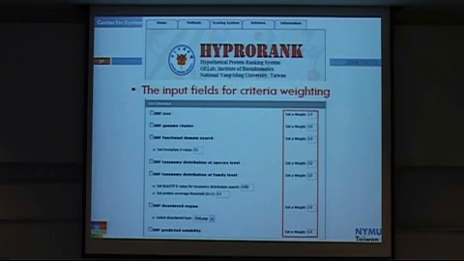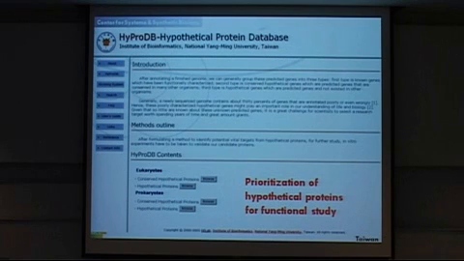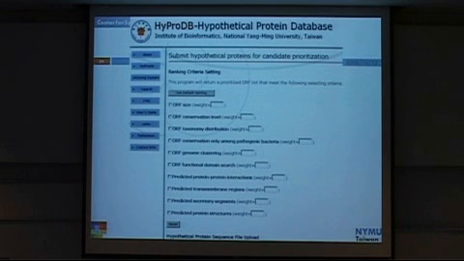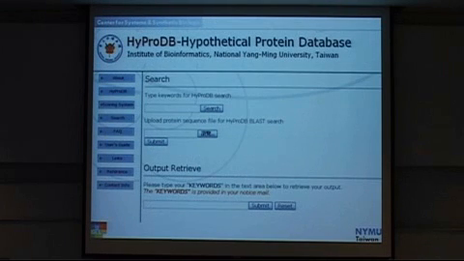Also, we have another tool to rank those hypothetical proteins. We call it HyperRank. So you have all kinds of criteria for you to compare those unknown proteins to see which one you want to delete or keep, and how you can select genes to keep or to delete. So we have this hypothetical protein database to rank all the hypothetical proteins for functional design. Here are the criteria we use for ranking them. Then we even have a search interface for you to search, if you don't want to do your own annotation, unknown protein design or search, then we can do it for you.